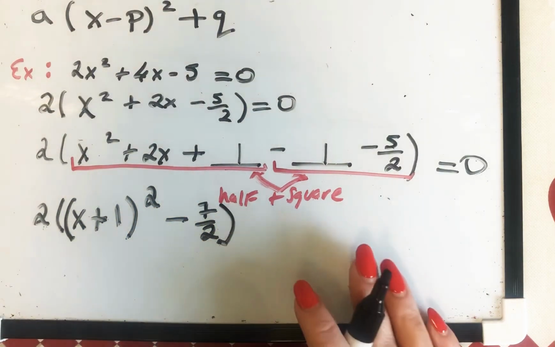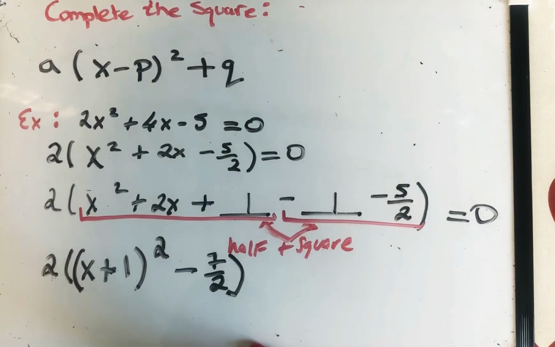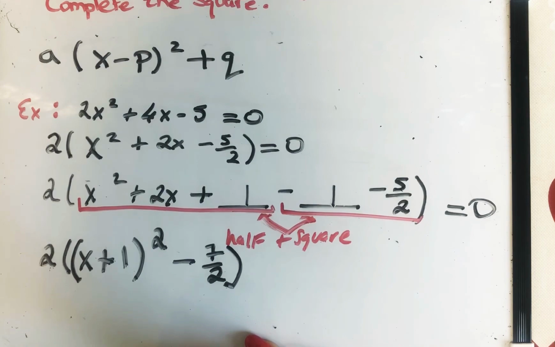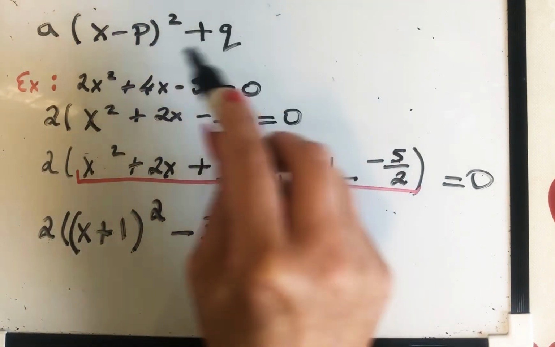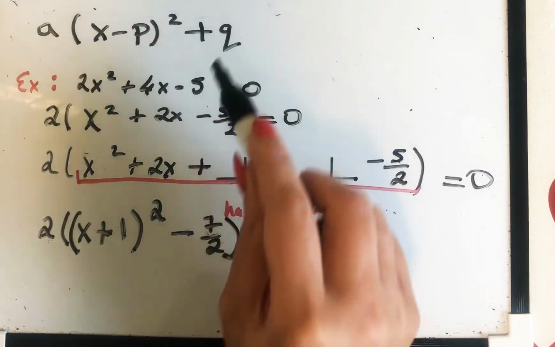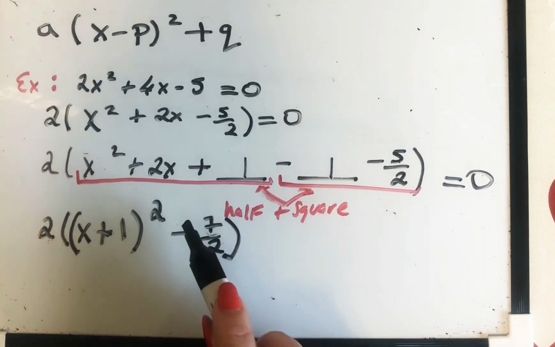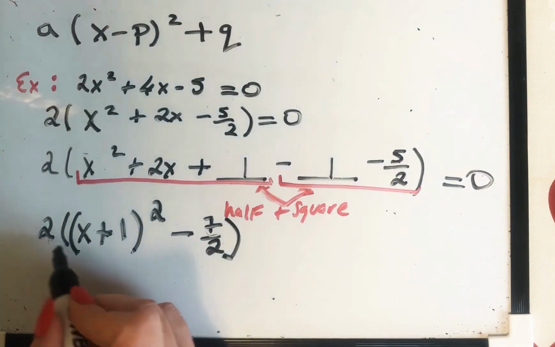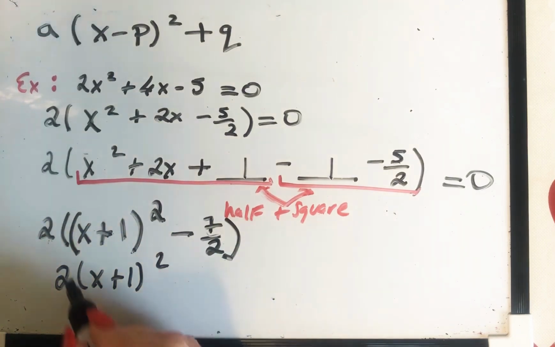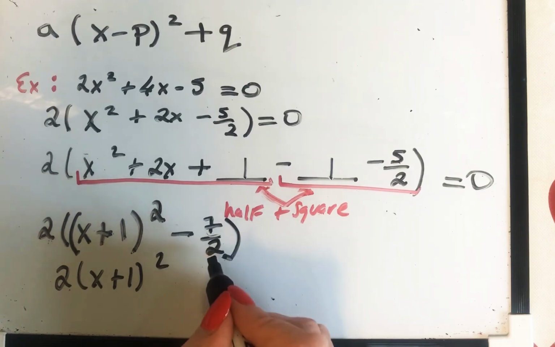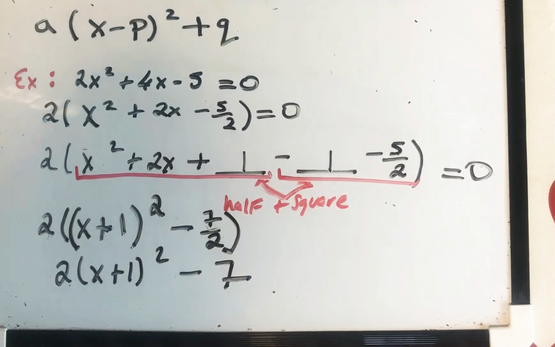Now, we want to get it into this format up here, where you can see you've got the a, bracket x minus p to be squared, plus q. You can see that the q is not inside the bracket. It's been taken out, so we have to do that. So let's multiply the 2 in here and the 2 over here, and that will get rid of that first. So 2 by all of this is 2 by x plus 1 to be squared, and 2 by minus 7 over 2. Well, that 2 will cancel with that 2, so we're left with negative 7. And there is our answer done.